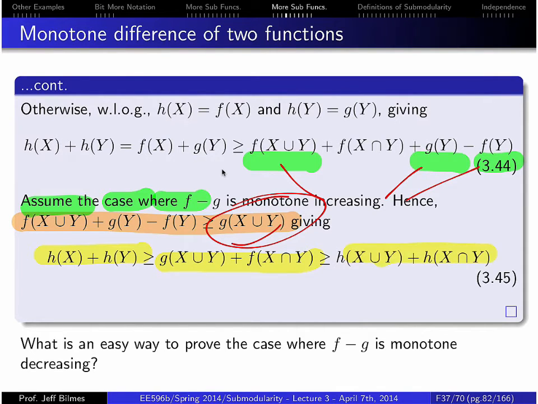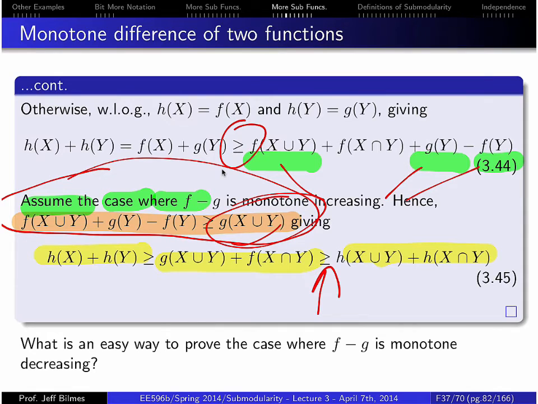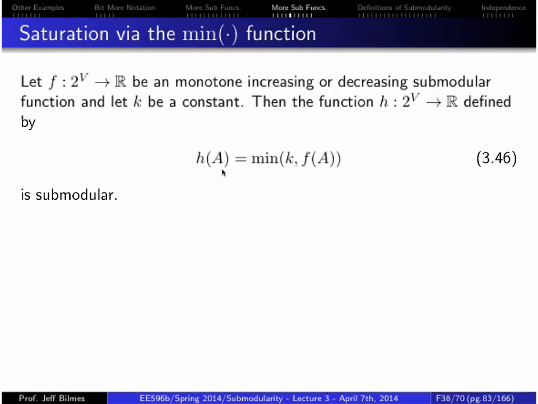So why does this last inequality hold here? By the definition of h. h is the min. And so we're using submodularity to get this stuff. Then we're using the monotonicity to get this stuff. And then we're using the definition of h to get this stuff. Therefore, it's done.